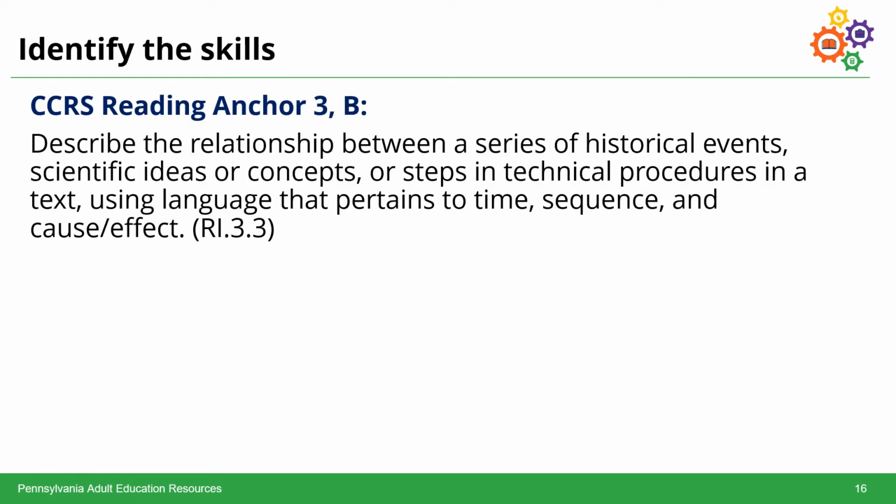Let's take a look at the College and Career Readiness Standards for Reading Anchor 3, Level B. Describe the relationship between a series of historical events, scientific ideas or concepts, or steps in technical procedures in a text, using language that pertains to time, sequence, and cause-effect. On your unpacking chart, you'd first want to list the standard in column 1. Next, you'll identify the skills in the standard. Take a moment to read the standard and identify the skills.